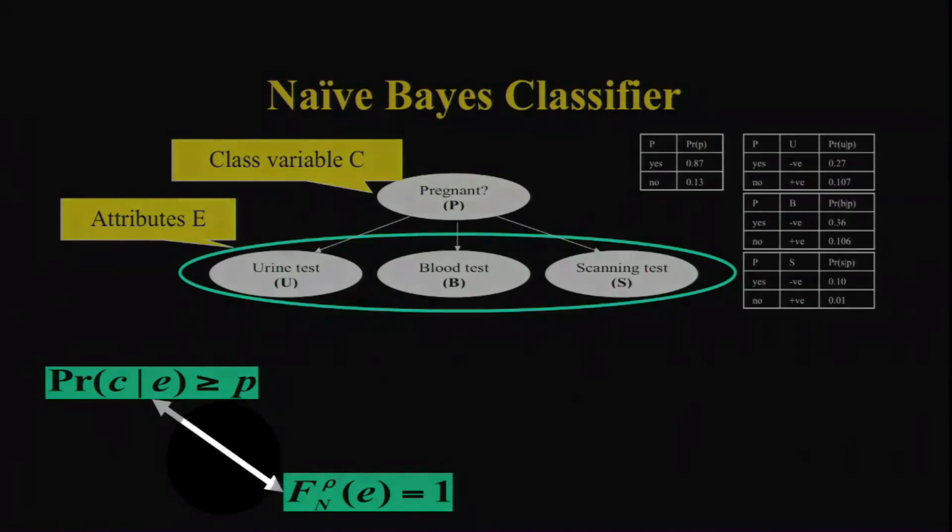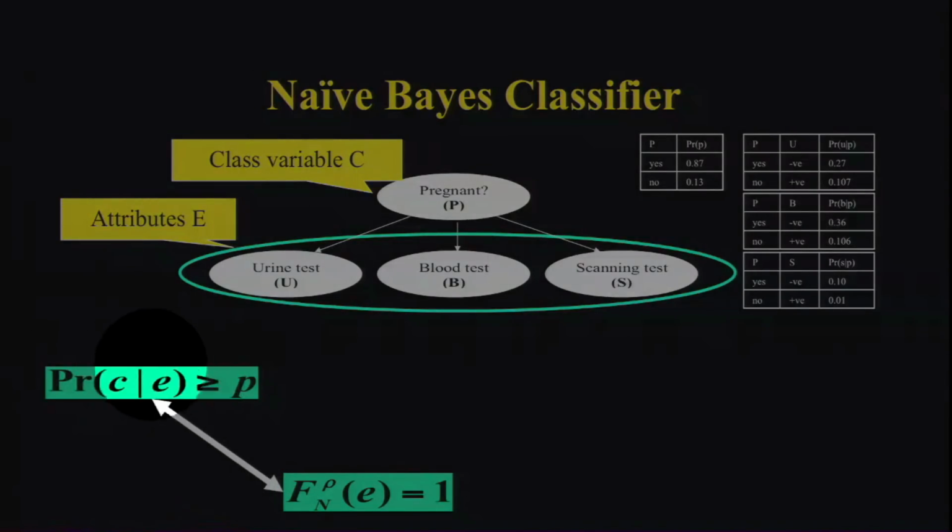We already know this. That's the characteristic equation that says if you have an instance E, which is an instantiation of these guys, and you want to know whether it's a positive or negative instance, you compute this posterior and check against the threshold, right? In that case, that's when we would map this to 1.